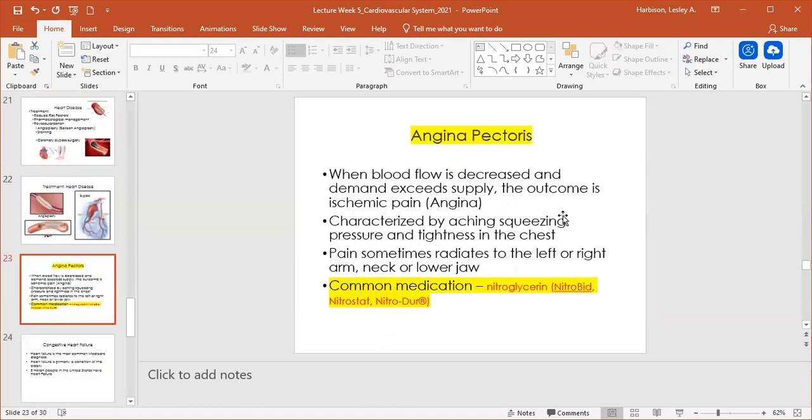Okay, angina pectoris, this is highlighted, so I want you to see this area as well. Angina is when blood flow is decreased and the demand exceeds the supply.